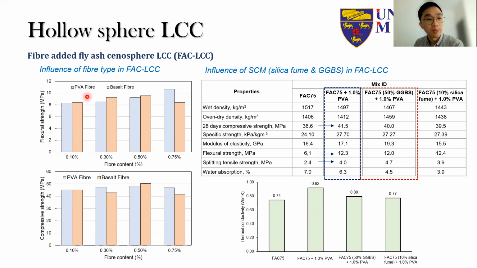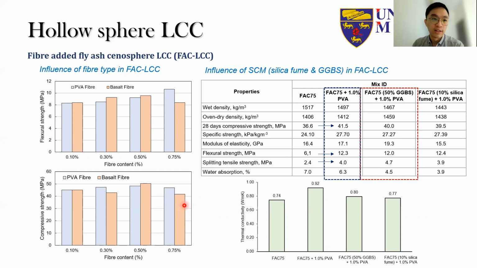We compare the use of PVA fiber and basalt fibers up to 0.75%. We can see that for the basalt fibers below 0.5%, the performance is okay. It gives good performance, but when we increase it to 0.75%, we can see drops in the mechanical strength. So this shows that we can't really include high amounts of basalt fiber, because it might be more difficult to mix because of its high stiffness.